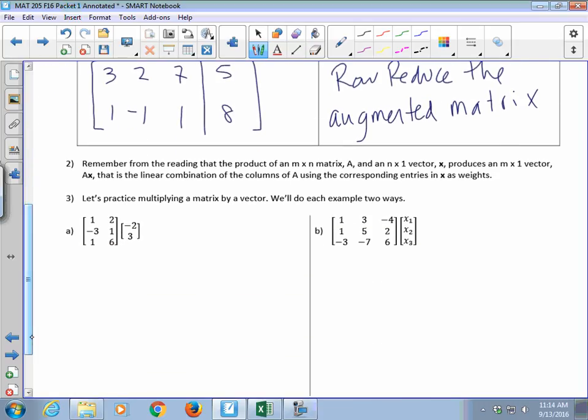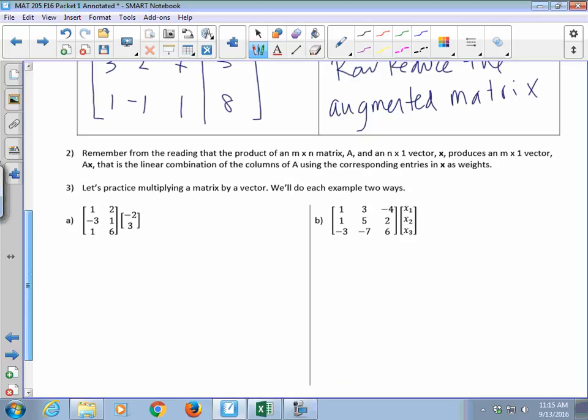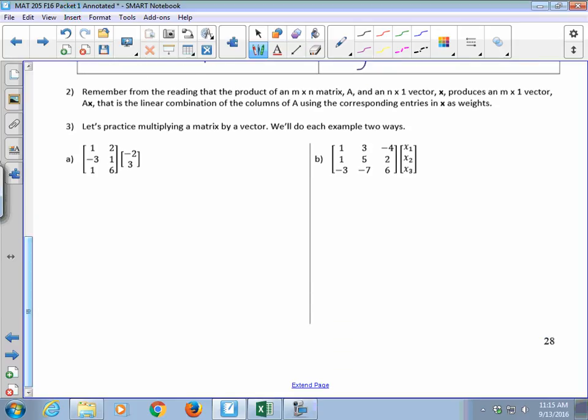All right, so if you remember from the reading, the product of an m by n matrix A and an n by 1 vector x produces an m by 1 vector Ax. And that is the linear combination of the columns of A using the corresponding entries in x as weights. So I'm going to do each of these two ways, right? One the way the book emphasized and one with the 90-degree rotation. So I'll do the way the book said first.